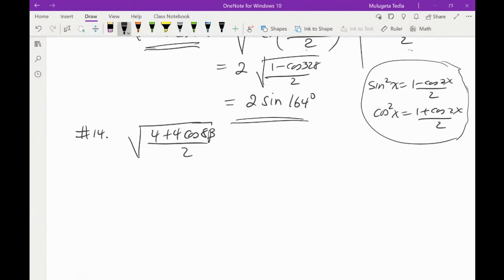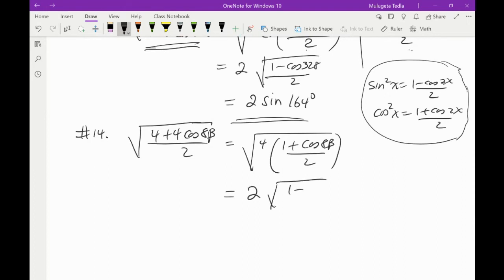So the square root of that could be changed into, I don't know, we can pull out the 4 and then we're there, really. If we pull the 4, 1 plus cos of 8 beta over 2. This is, of course, the inside is cos squared of the half angle, which is 4 beta, right? So it's 2, the square root of 1 plus cos of 8 beta over 2, and that is 2 cosine of 4 beta.